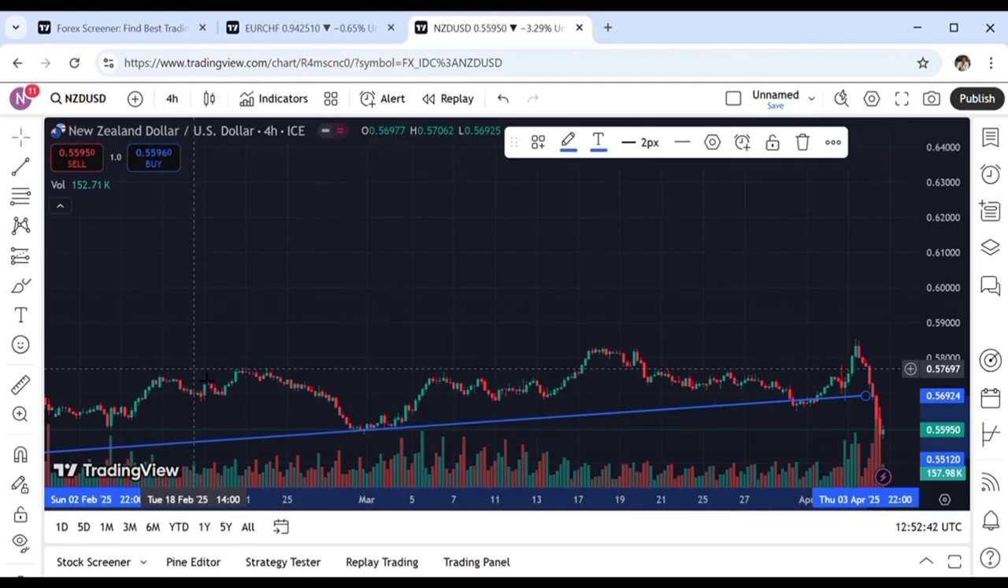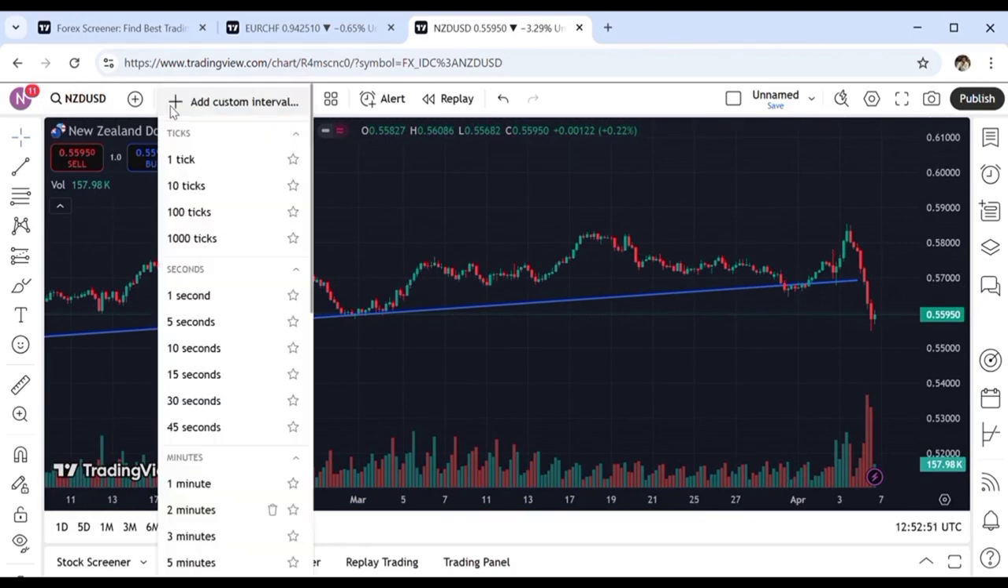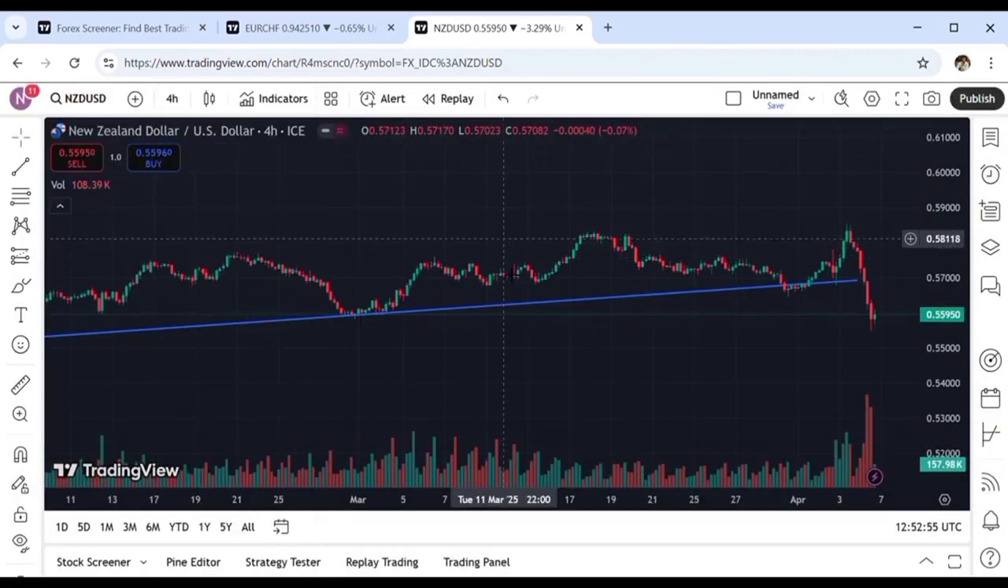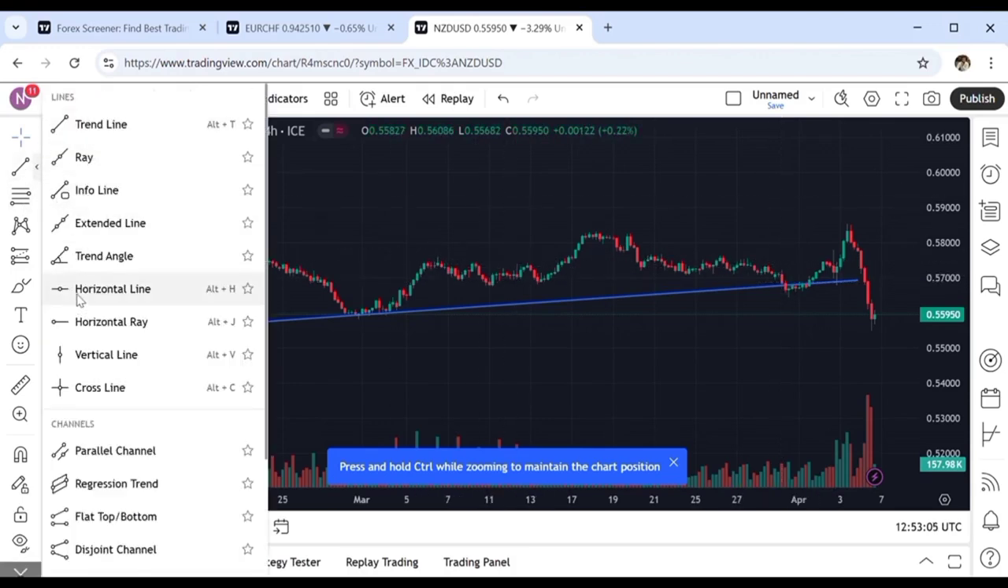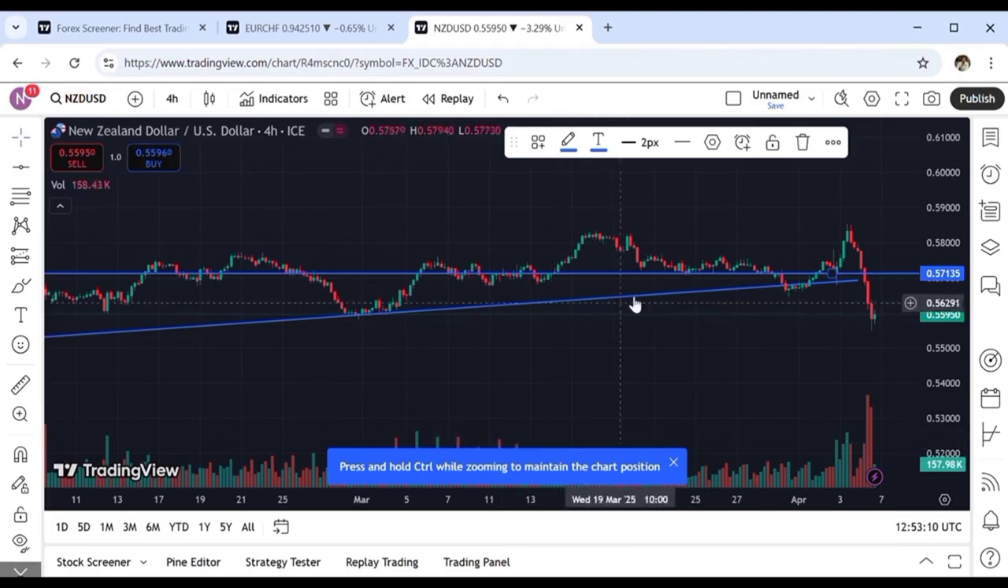So this is my 4 hours. My 4 hours is very small. Look at my 4 hours. Okay, the 4 hours is okay. So this is my 4 hours now. So yeah, we can see a head and a shoulder. This is the head and this is the shoulder.